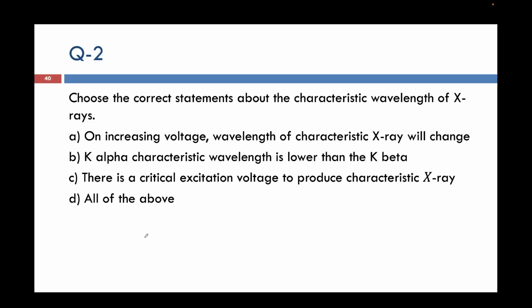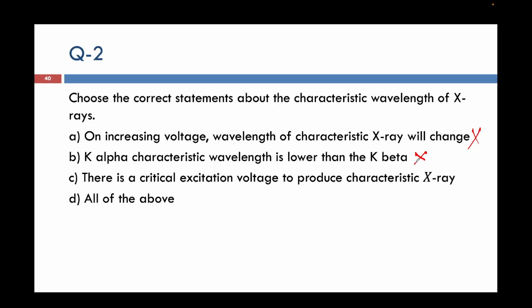Choose the correct statements about the characteristic wavelength of X-rays. On increasing voltage, the wavelength of the characteristic X-ray will change. No, this is not correct. K alpha characteristic wavelength is lower than K beta. No, this is also not correct.